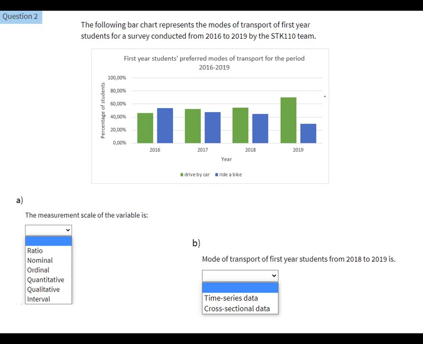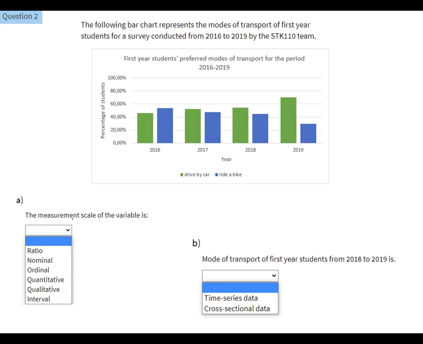Now let's move on to question 2. Question 2 gave you a bar chart for the modes of transport for first year students. You can see we have data here from 2016 to 2019, and you can see whether the students prefer to drive by car or ride a bike to class.